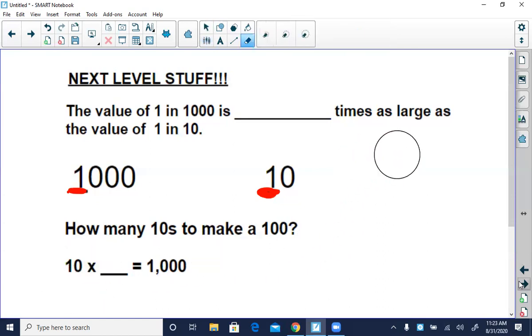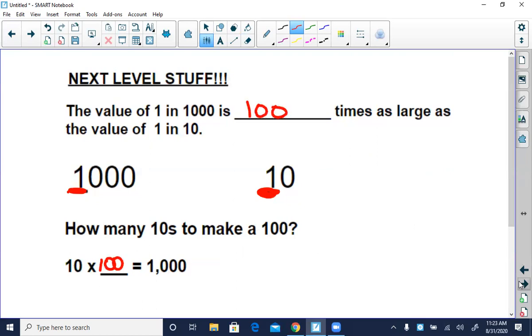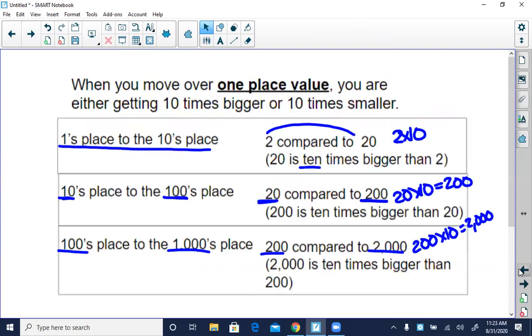So when you move over 2 places, you're moving over 10 times 10, which is 100. The value of 1 in 1,000 is 100 times bigger. And if you think about it, if you were doing this all in $10 bills to make $1,000, you would have to count out $10 bills 100 times to make $1,000. So that's the next level stuff, is when you jump 2 places. But in 4th grade, like I told you before, we're really worried about this concept. When you move over 1 place, you're either getting 10 times bigger or you're getting 10 times smaller.